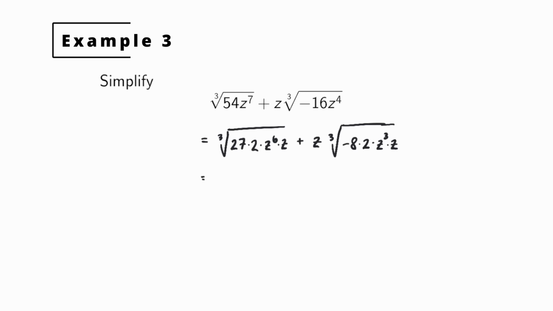So 27, as I mentioned, that was 3 cubed. Z to the 6th, that is the cube of z squared. And so we're left with 3z squared times, what do we have left in there? We have a 2z.